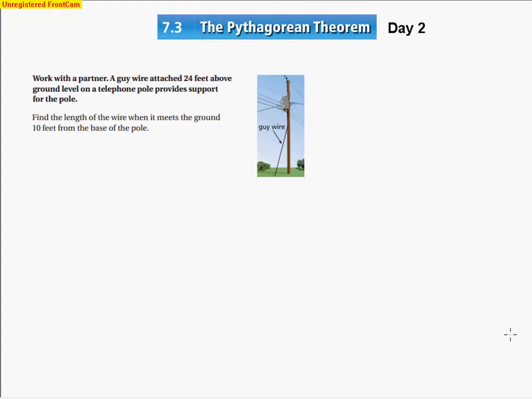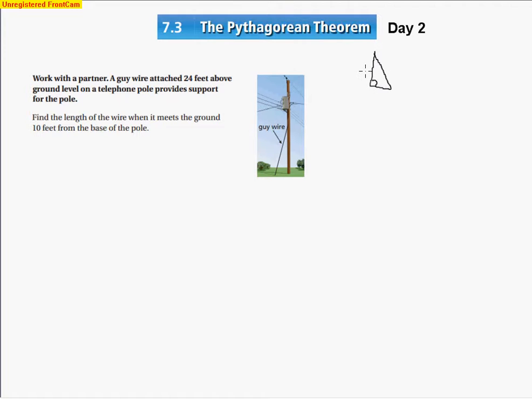This is day number 2 on the Pythagorean Theorem, chapter 7, section 3. So let's take a look at our problem here. What we have to remember about the Pythagorean Theorem is that we're dealing with right triangles. And so what we're looking for is to make a right triangle.